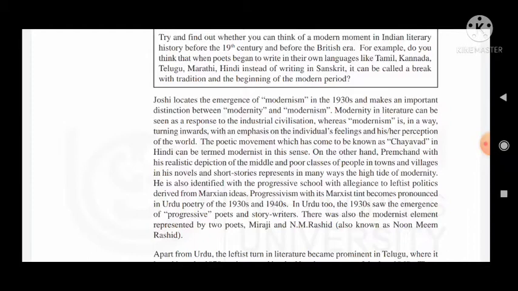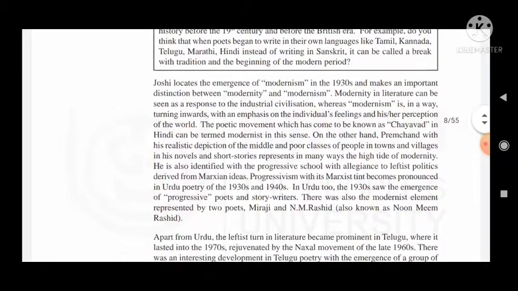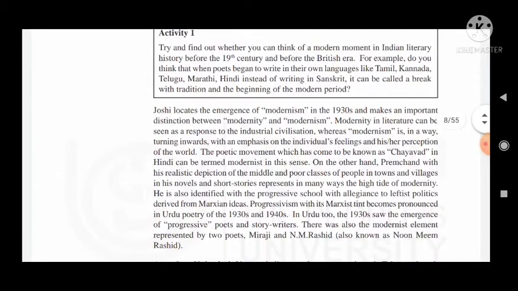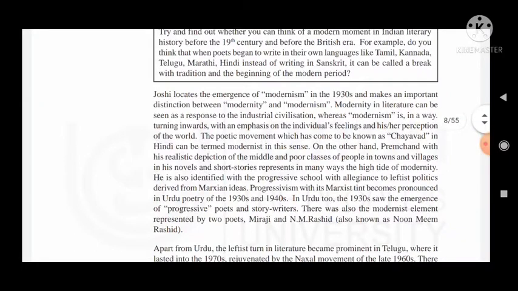It can be called a break with tradition and the beginning of the modern period. So, in many Indian languages, the poets and writers started to write their thinking or imagination or ideas. Here it is the beginning of the modern period.